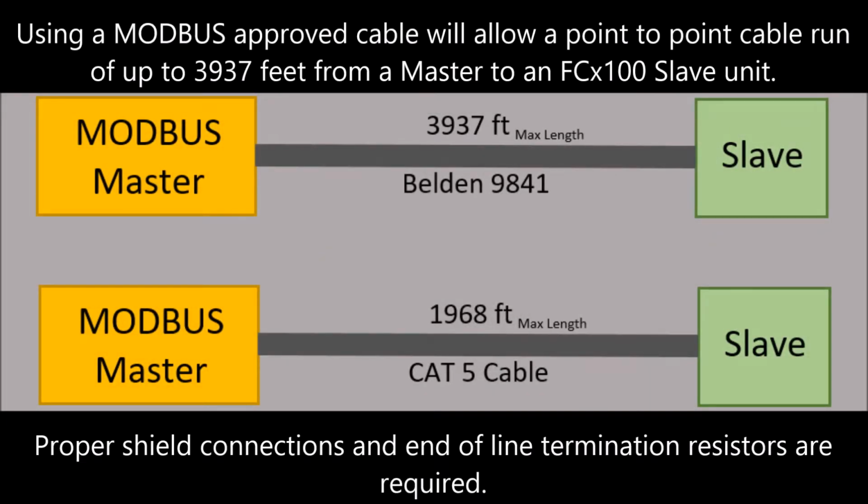Using a MODBUS approved cable will allow a point-to-point cable run of up to 3,937 feet from a master to an FCX100 slave unit. Proper shield connections and end-of-line termination resistors are required.